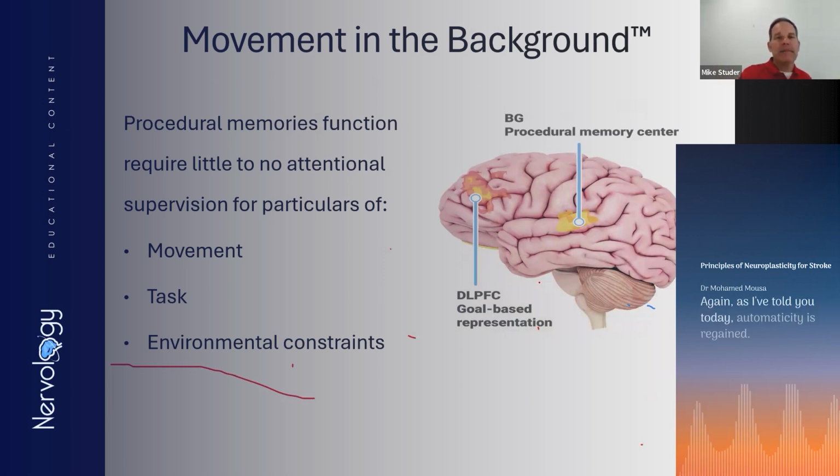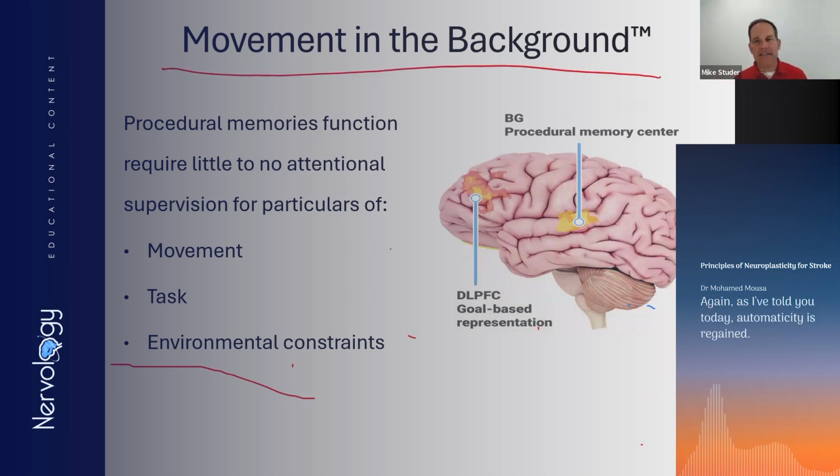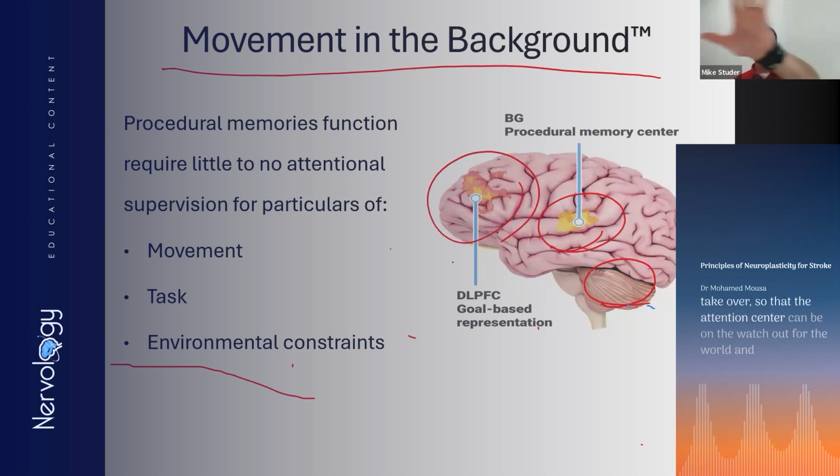Again, as I've told you today, automaticity is regained, the patient is restored, when we can have movement operating in the background. And I actually hold the trademark on that phrase here in the United States. This is a very important concept to allow the basal ganglia and the cerebellum to take over so that the attention center can be on the watch out for the world and look for a problem in a sidewalk crack or a toy that your grandson left on the floor.